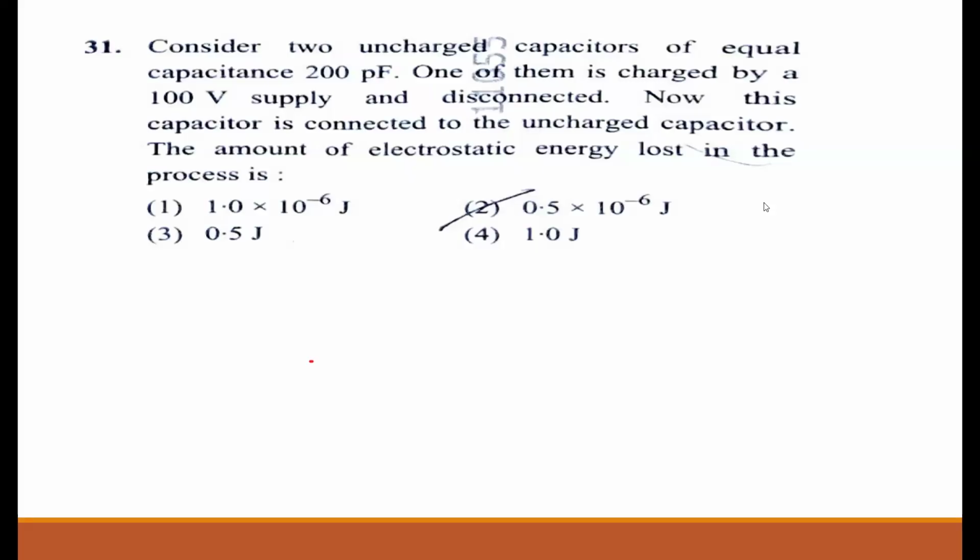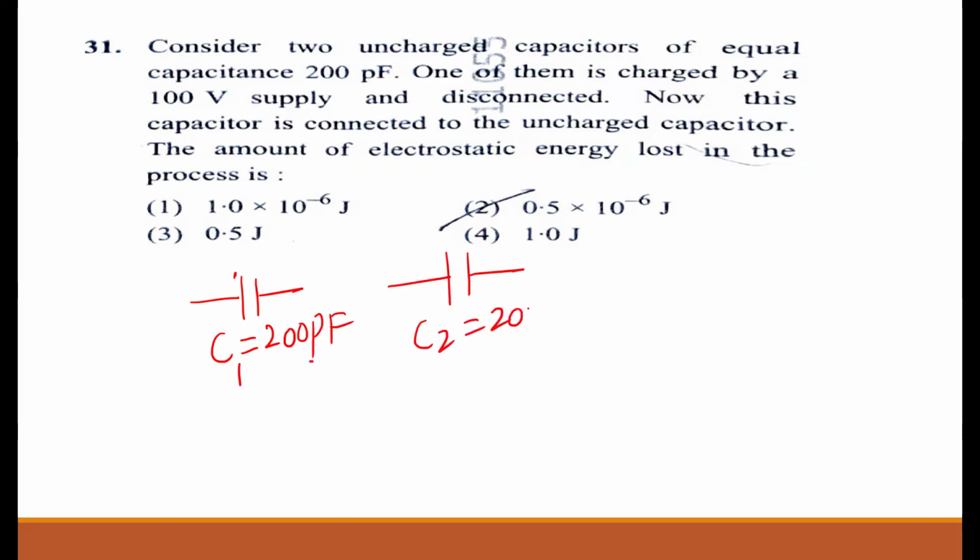Now coming to question number 31, here we have two capacitors. The first capacitor is C1, which is 200 picofarad. The second capacitor is also C2, which is 200 picofarad. The first is charged to a voltage of 100 volts. So that is the voltage it has.